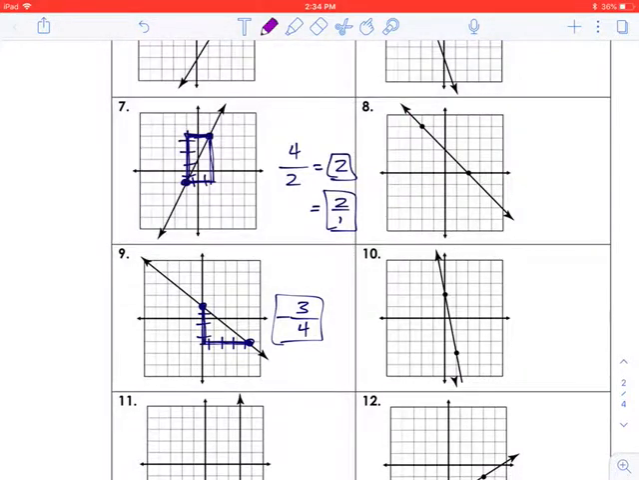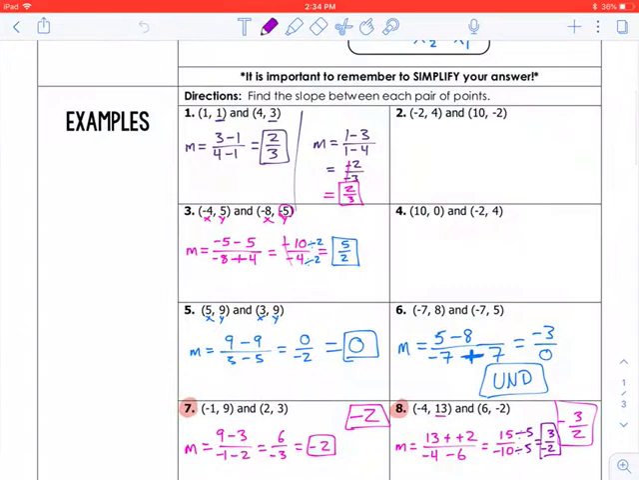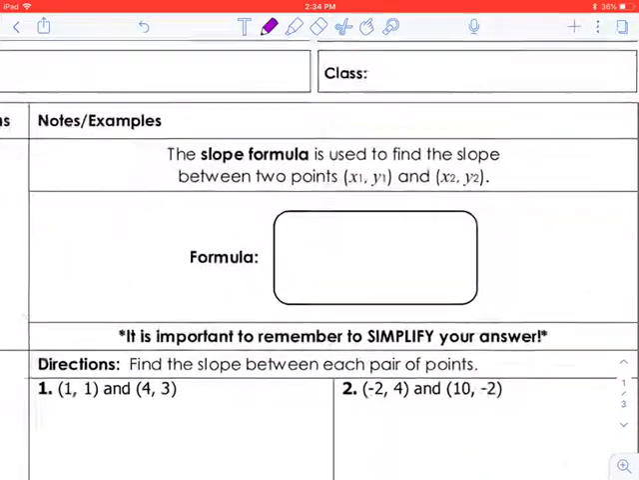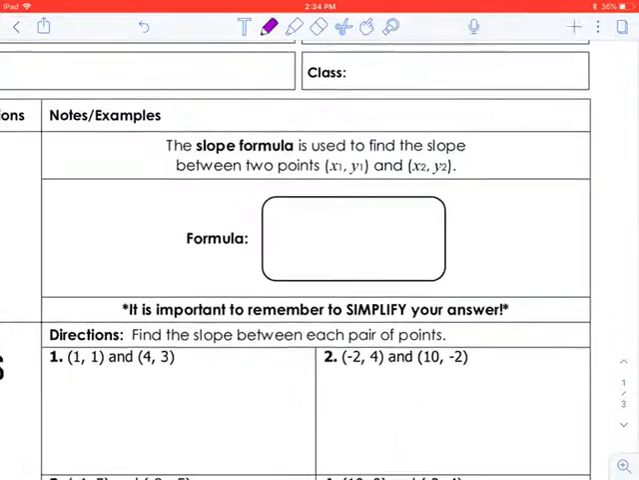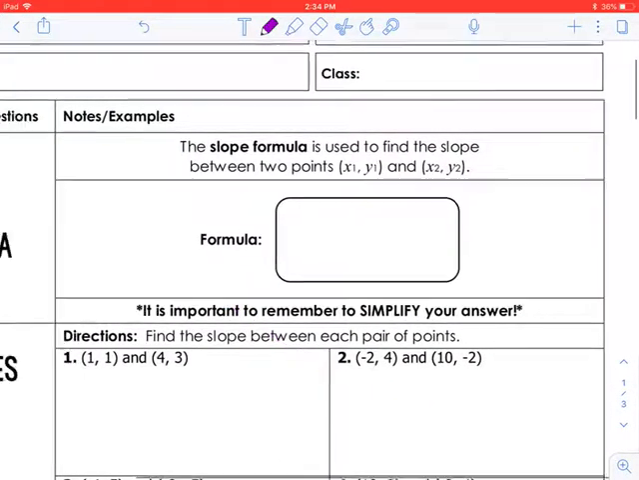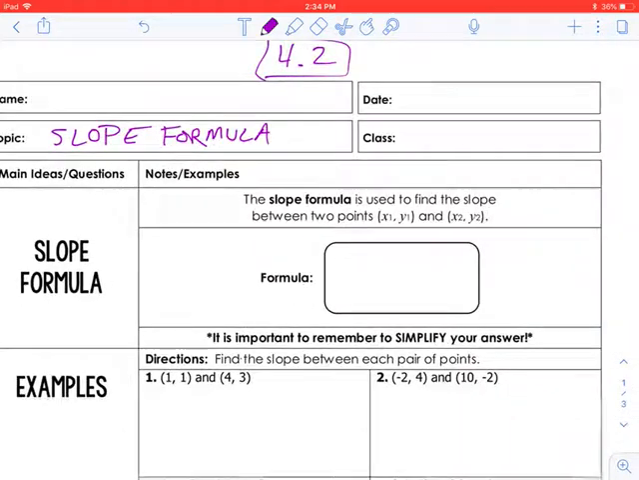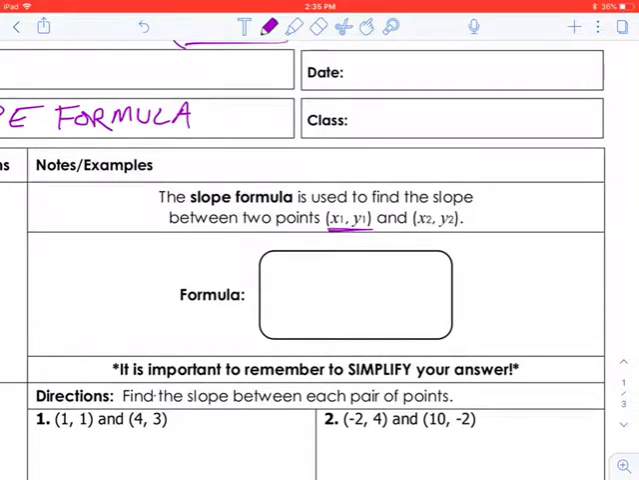Okay. So now we're looking at day 2, and let me erase this so we can go from scratch here. The slope formula is used when we don't have a graph. Okay. So this is the slope formula, and this is 4.2 in this case. So the slope formula uses a point, x and y, x and y.